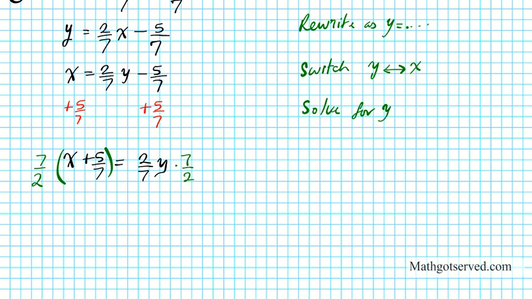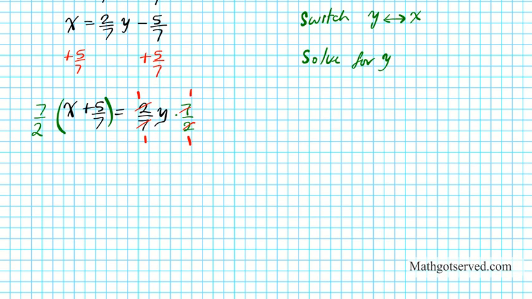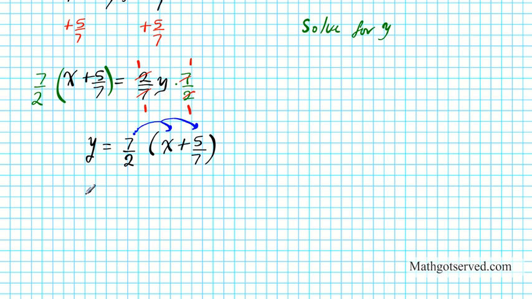Now, why did I choose 7 over 2? Because they divide each other out. This 2 goes here once, and 2 goes here once. 7 goes here once, 7 goes here once. Utilizing the reflexive property of equality, we can rewrite this as y equals 7 over 2 times x plus 5 over 7. Now what we're going to do next is distribute this to both quantities in the parentheses. So we're going to have y equals 7 over 2x plus, multiplying top and bottom, 35 over 14.